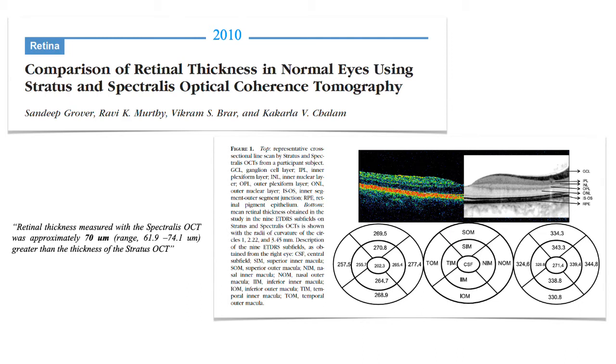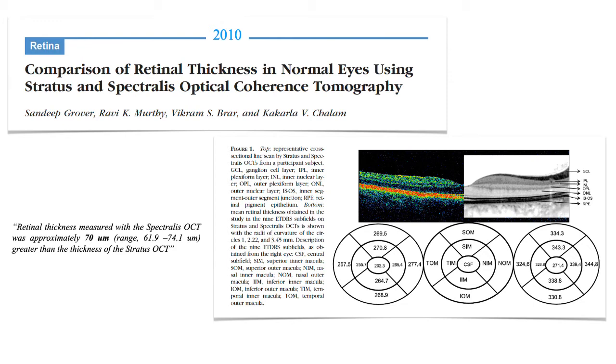This particular topic was studied in several papers, and I'm showing one of the first comparisons between time domain and spectral domain full retinal thickness. This is quite interesting, because in the conclusion they state that the retinal thickness measured with the spectral domain OCT was approximately 70 microns greater than the thickness on the Stratus, which was the time domain at that time.